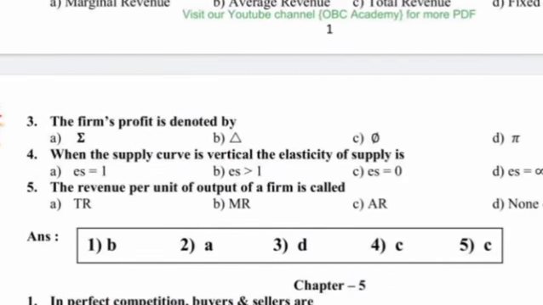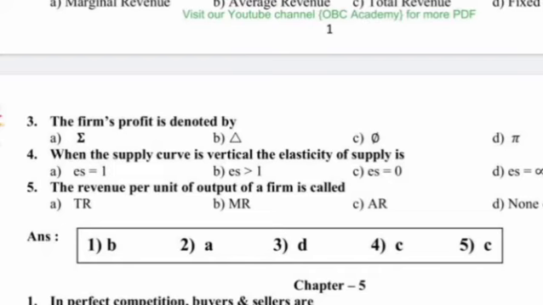Chapter 4th. In perfect competition, each firm produces and sells option A, heterogeneous product; option B, homogeneous product; C, luxury goods; D, necessary goods. The correct option is B, homogeneous product, because it is one of the characteristics of perfect competition.